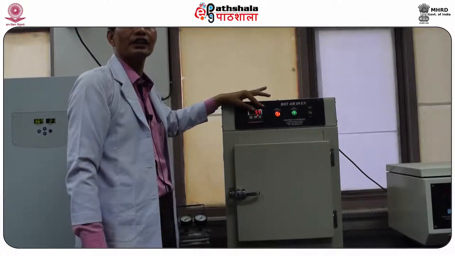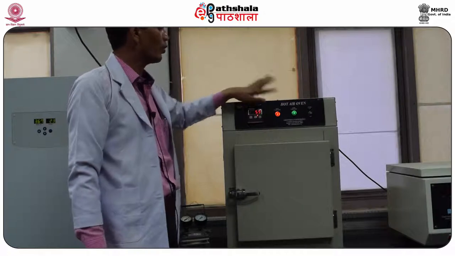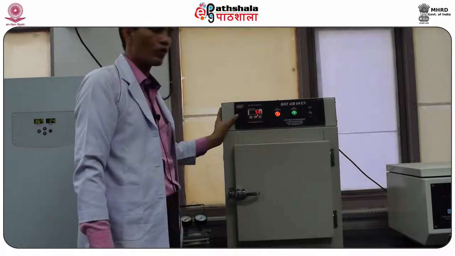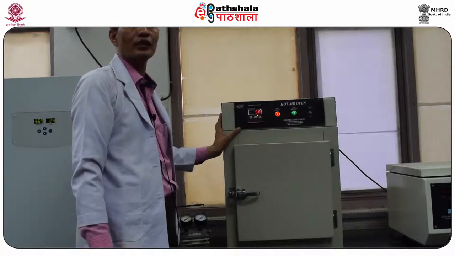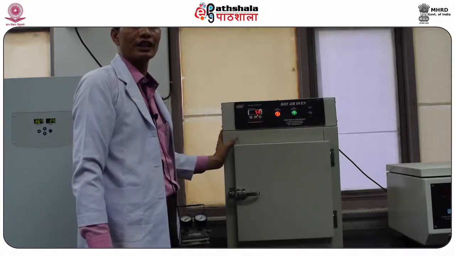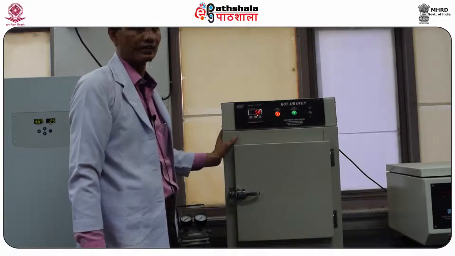Sterility can be achieved with the help of an autoclave or a hot air oven. The hot air oven is the preferred instrument over the autoclave for the sterilization of glassware.